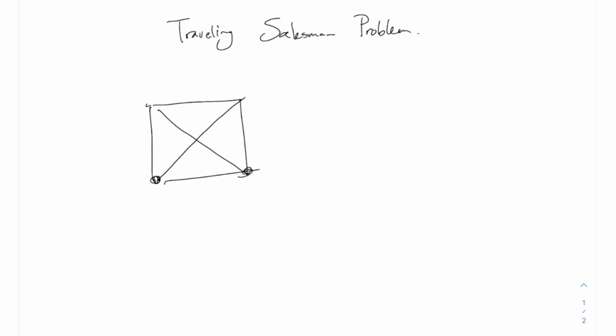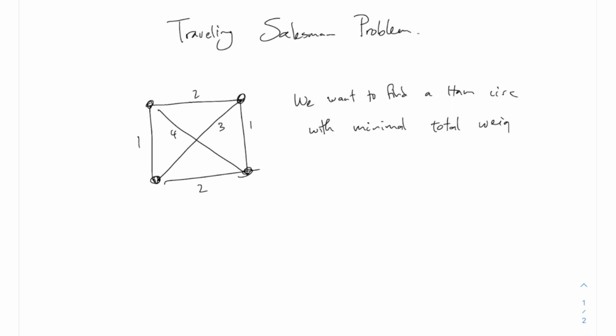If you have, and you think of these as like 4 places that you want to visit, is often how it comes up in the real world. And the weights are like numbers on the edges here. Right? Those are weights on the edges. And then we want to find a Hamilton circuit with minimal total weight. That is called the traveling salesman problem, finding a Hamilton circuit with minimum total weight.